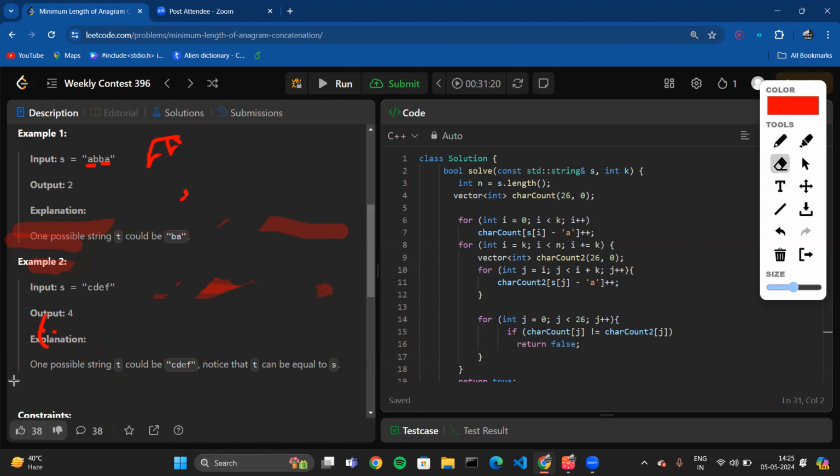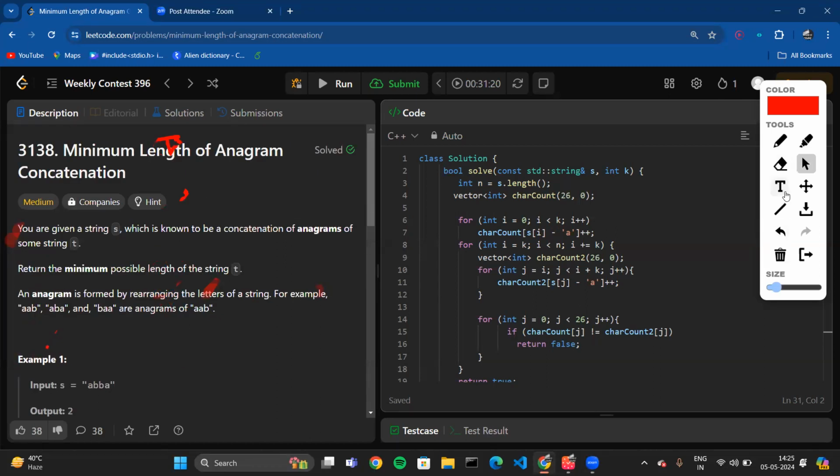Now, a lot of solutions are based on GCD. Yes, a lot of solutions are based on GCD in this. So this was a drawback, you can say, of this problem. But the GCD solution fails in many situations. For example, if I have a string like A and let's say D, then the GCD solution won't work.